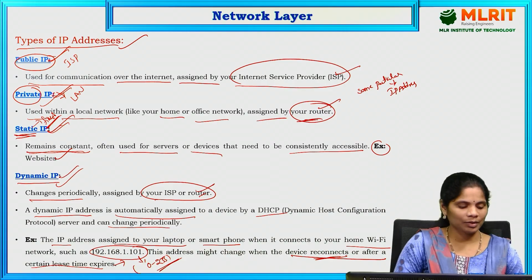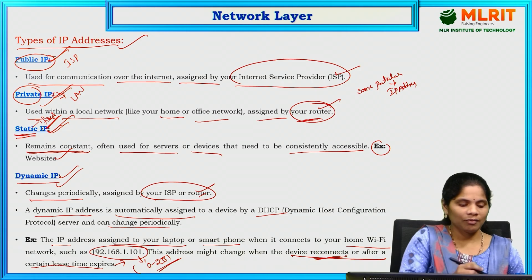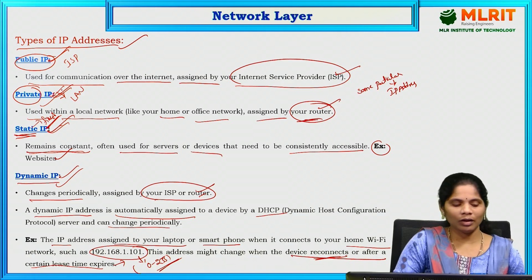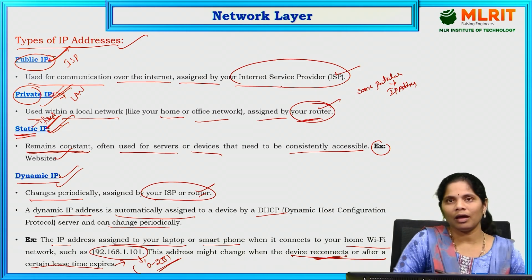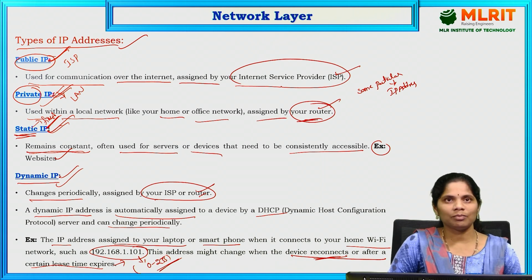That is the dynamic one. Static means fixed. A private address is provided by the router. A public IP is provided by the ISP. This is about the types of IP addresses.